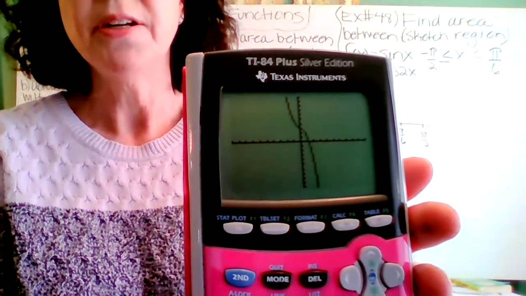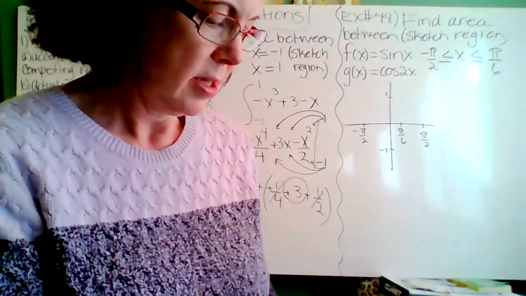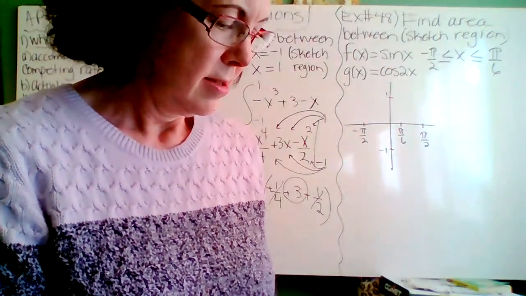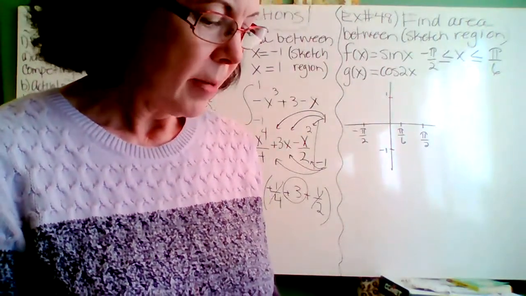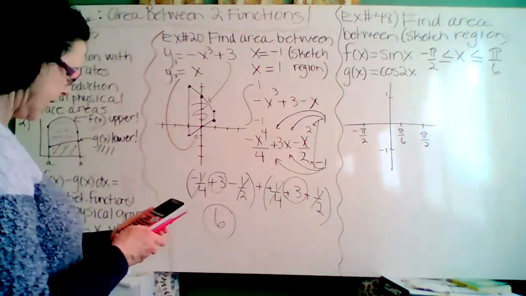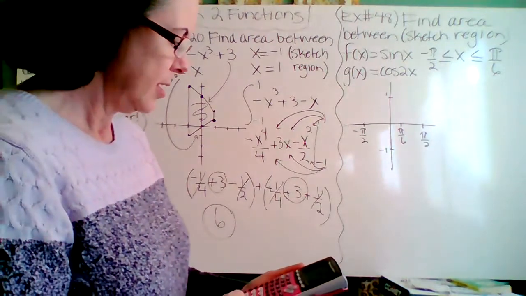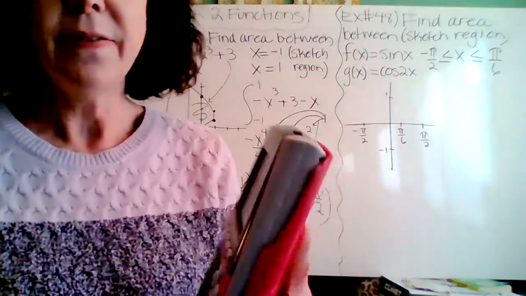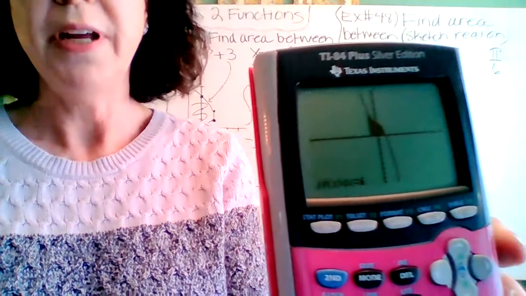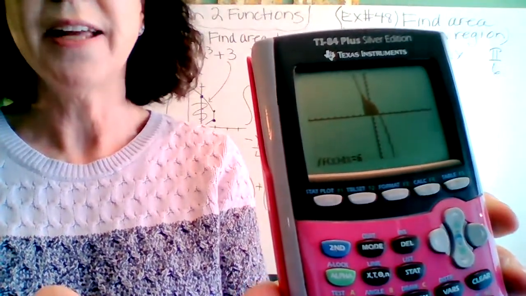Okay, so now I'm going to do second calc and pick the integral. My x's are in between -1 and 1, lower limit and upper limit. And it does, in fact, then show me the area, and it does show that the area is 6.